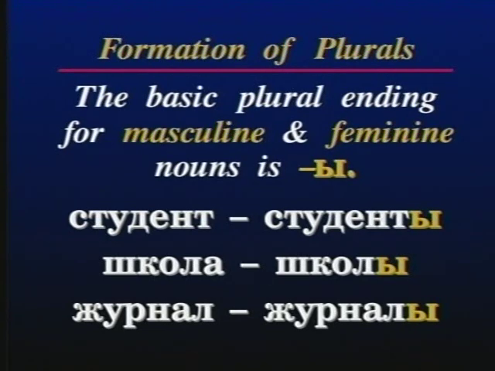Студент, студенты, школа, школы, журнал, журналы. Our basic plural ending is «и», and that applies to masculine and feminine nouns.